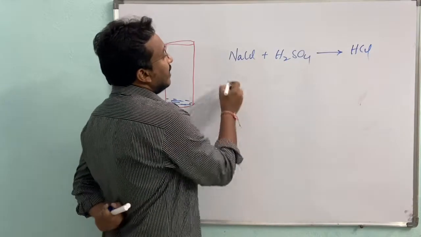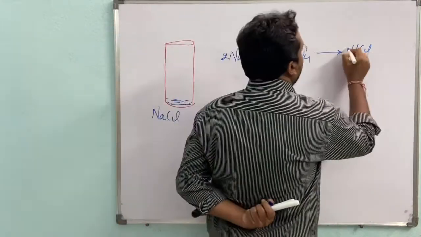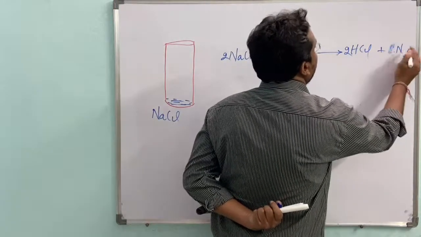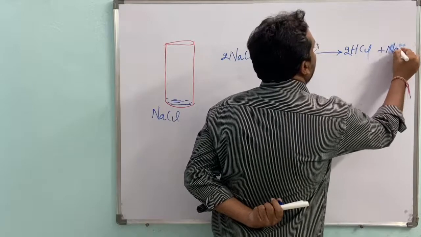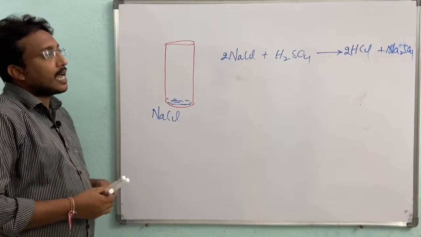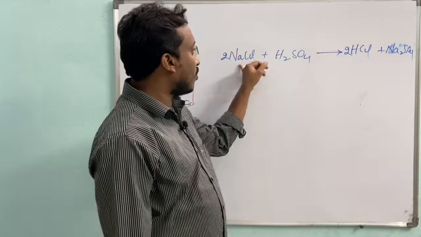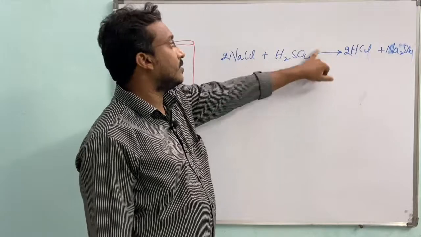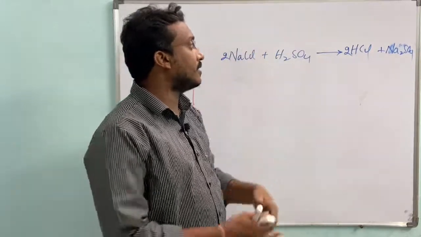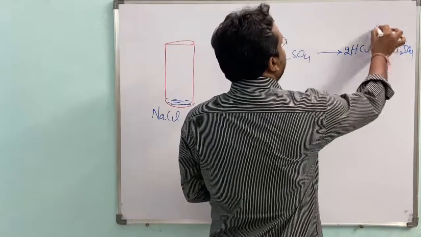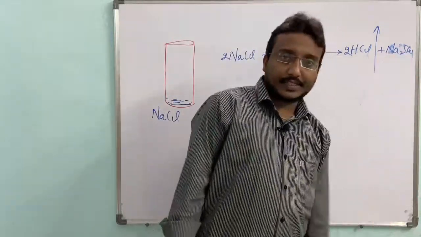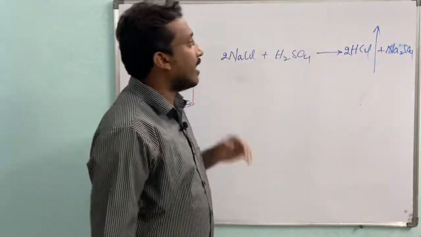This is the reaction that takes place when H2SO4 is added to sodium chloride. Then it gives HCl gas and sodium sulfate. These are the products, and those are the reactants.